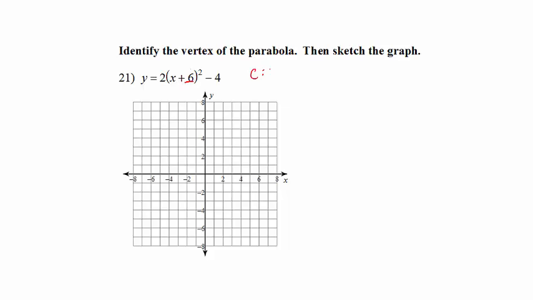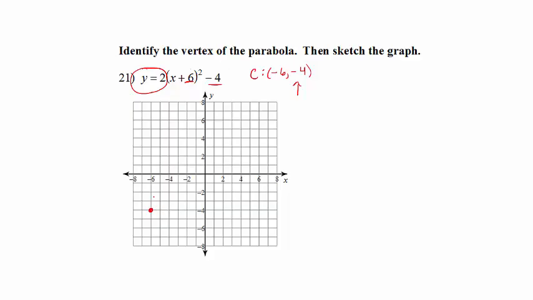Inside with x is 6, so it's -6, comma, outside is -4. Remember, what's in parentheses changes signs, what's outside parentheses doesn't. It's y equals a +2, which means it's going to open up. So I'm going to come over here to -6, -4, and I know it opens up.